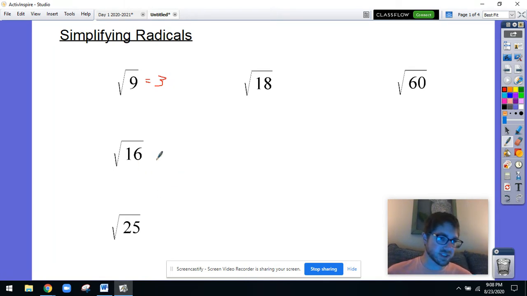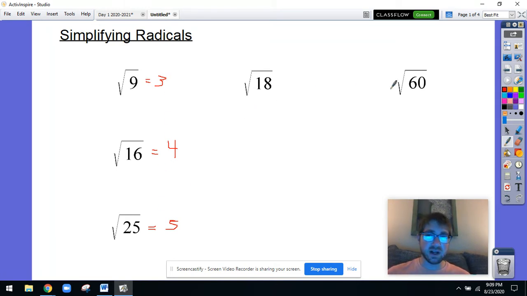Well, what's the square root of 16? What number do you multiply by itself to get 16? That is, of course, 4. And so we're done there. And one more time, the square root of 25, well, that's 5, because 5 times 5 makes 25. So if the number underneath the radical is a perfect square, it's really easy to simplify.